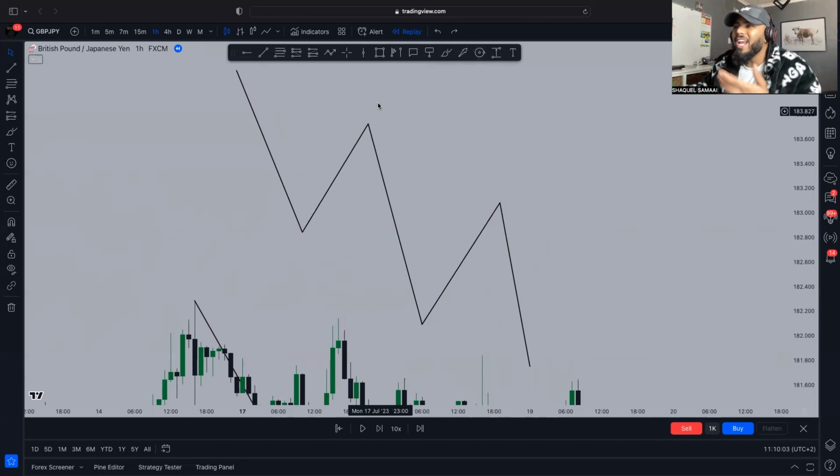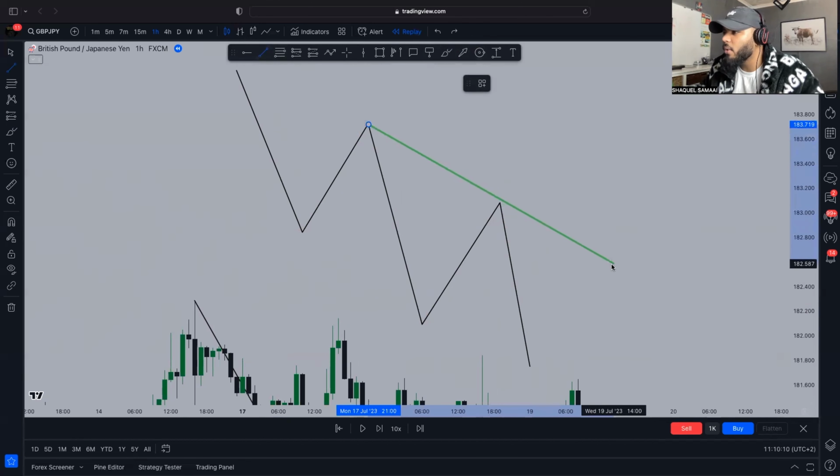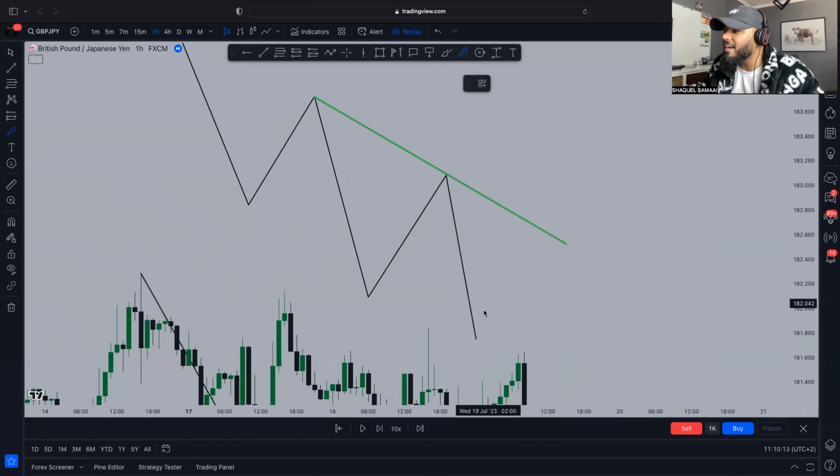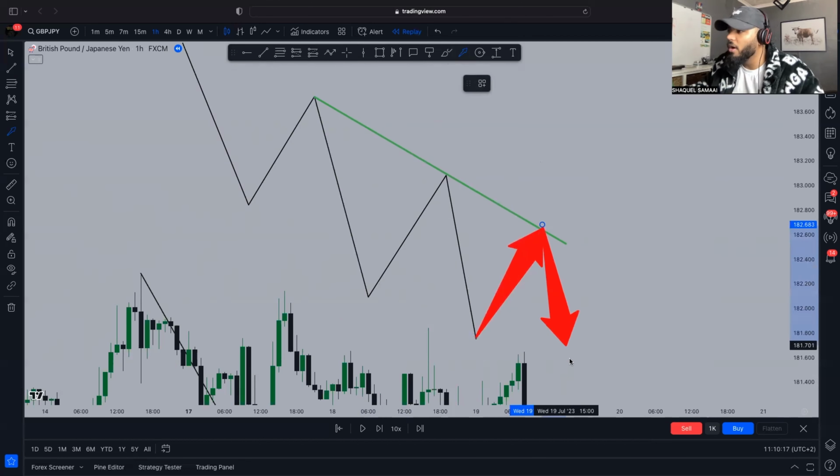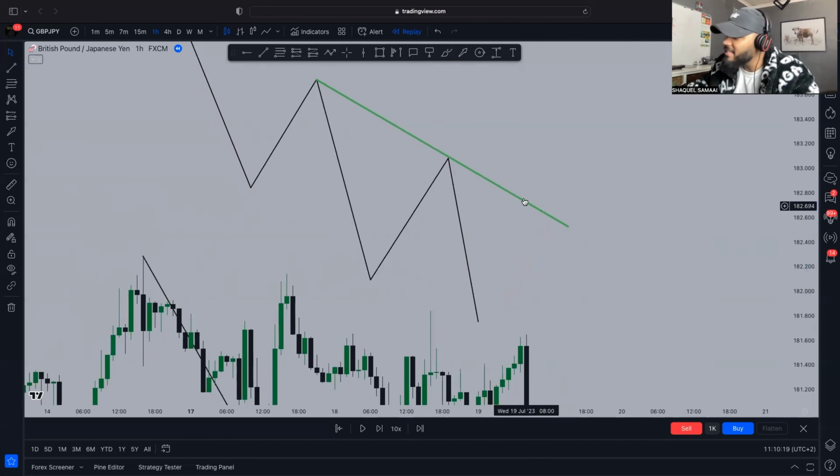So where do we draw the trend line? We draw the trend line from the lower high to the next lower high. And on the third touch on there, we want to look for a sell lower. That's what I'm talking about. It's that easy, traders.